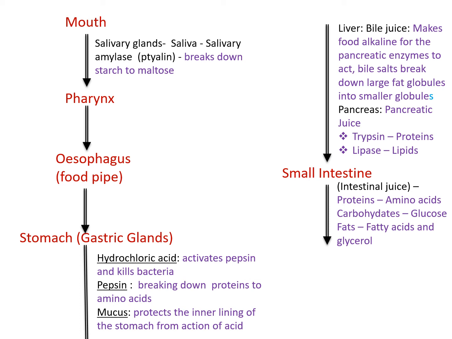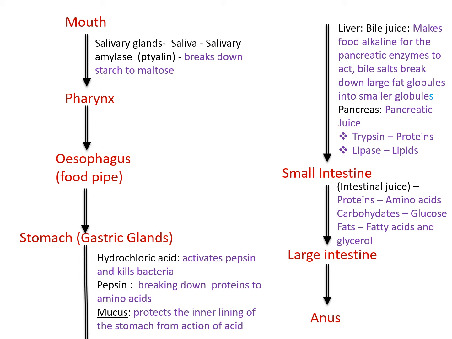That is, proteins are finally broken down into absorbable compounds called amino acids, carbohydrates are broken down into glucose, and fats are broken down into fatty acids and glycerol. The food then enters into the large intestine. Large intestine has villi which absorb water.